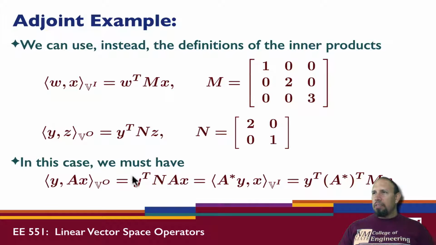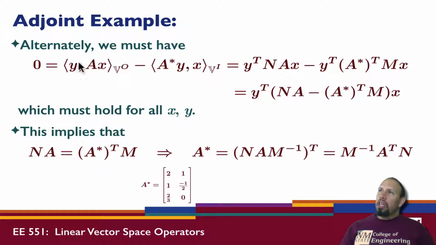So in this case, we must have that the inner product on the output space is equal to the inner product on the input space, where we don't know exactly what A adjoint is yet. And we saw before that A adjoint was just A transpose, but in this case it won't be because we now have a different definition for the adjoint.